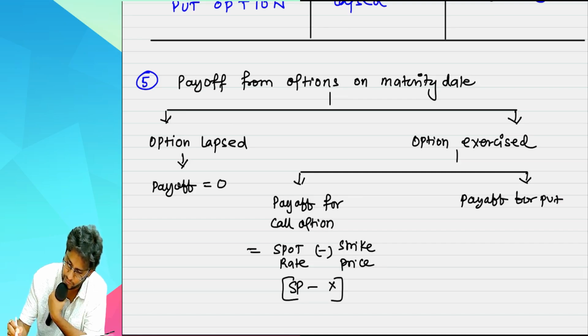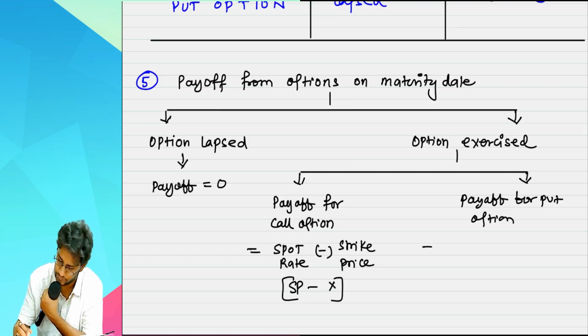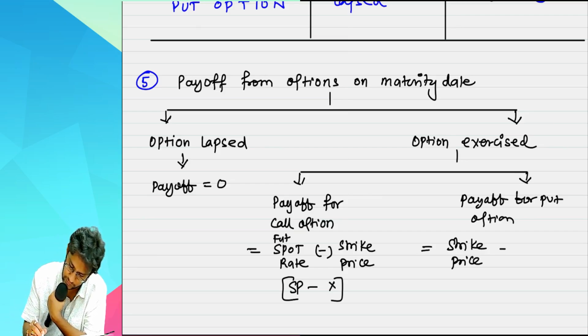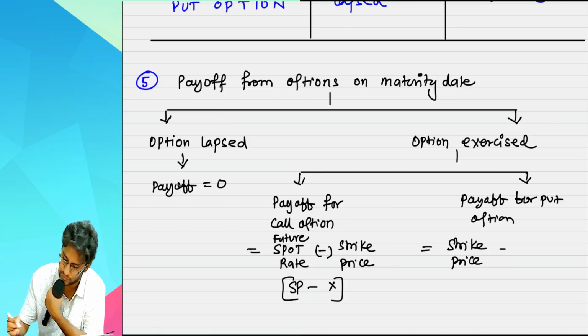Payoff for put option only when it is exercised: strike price minus future spot rate. Here also please write future spot rate, because today one spot rate will be there. You should not get confused with that. Of course, it's too basic, but still safe side.